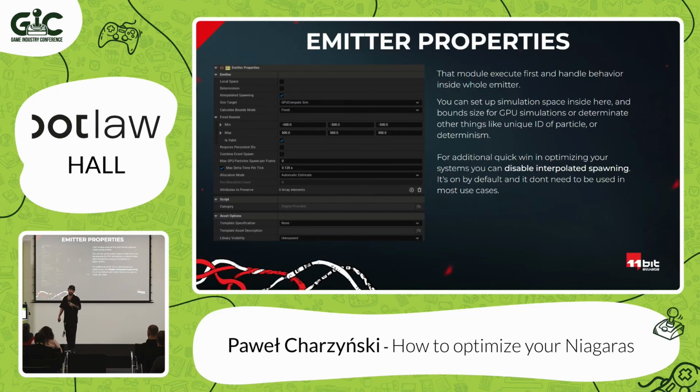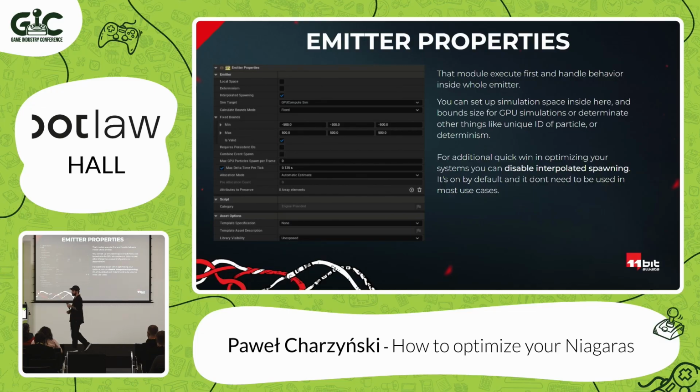Okay, so, emitter properties. When we're making a new emitter, we can set it in local space. We can set determinism there, and interpolate spawning. And if we put this emitter in GPU space, we have to put fixed bounds as well.